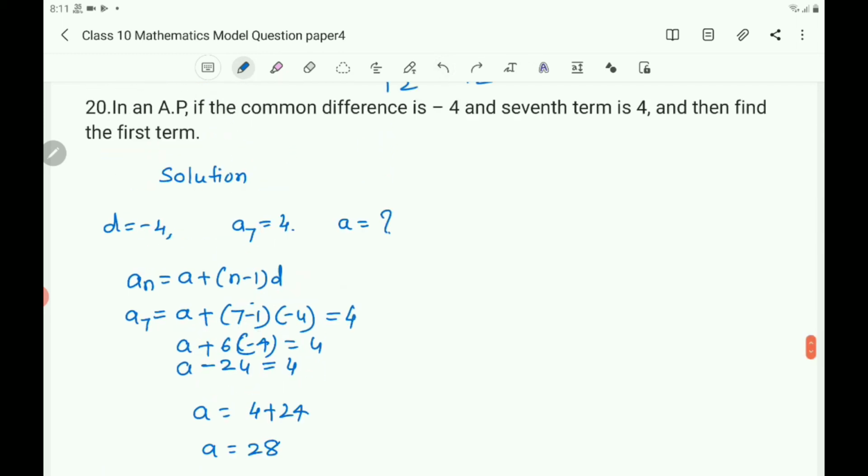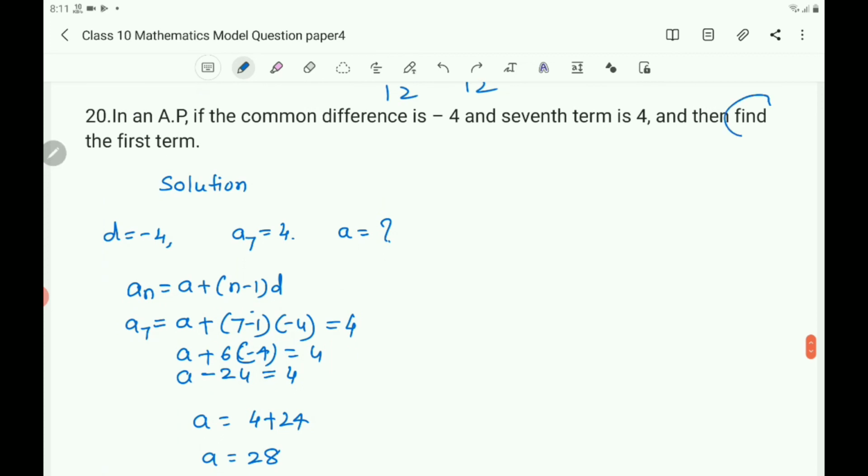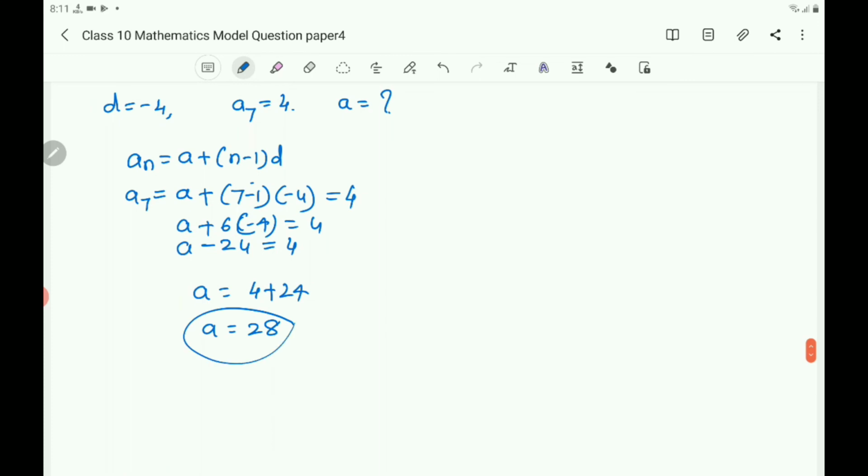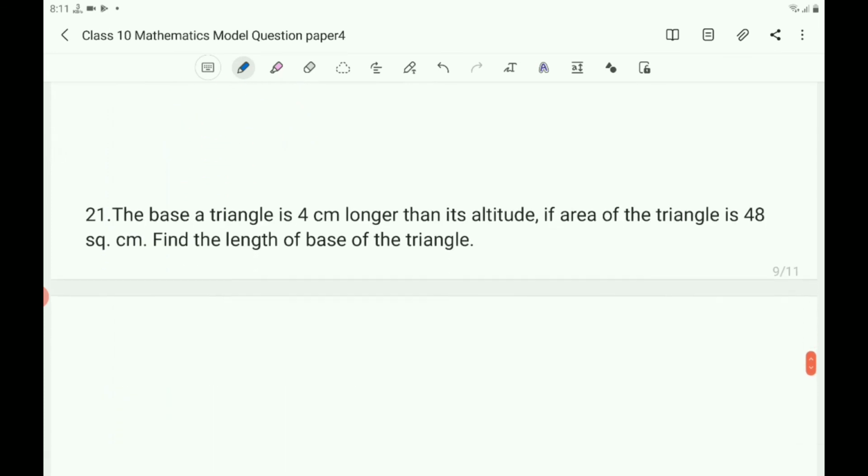So you got the value of a, that is, find the first term. The first term is how much? 28. First term is 28. Then you take the next question.